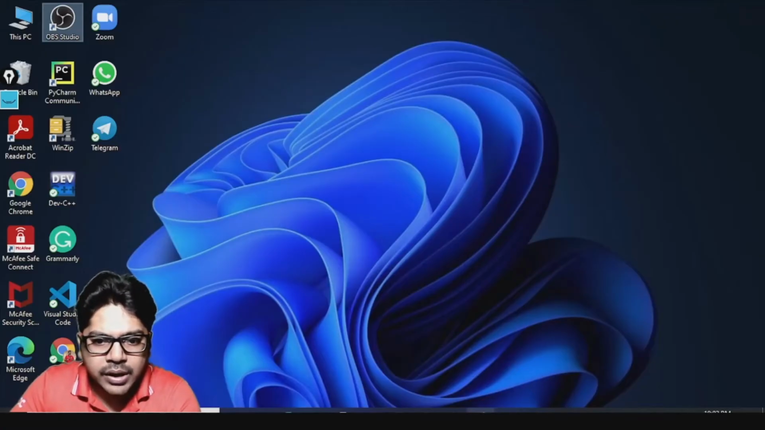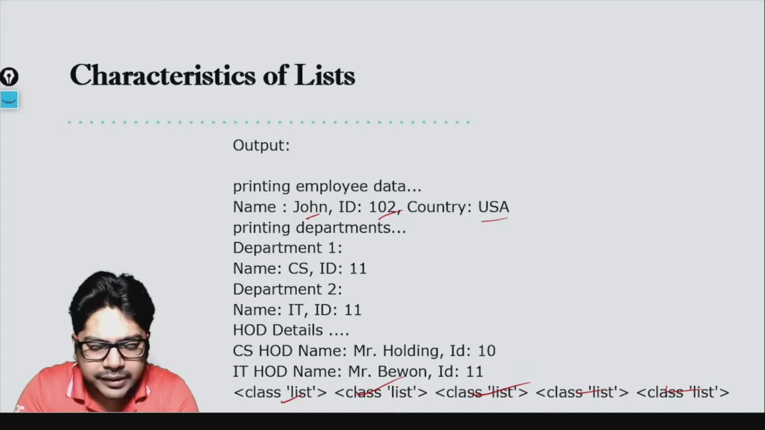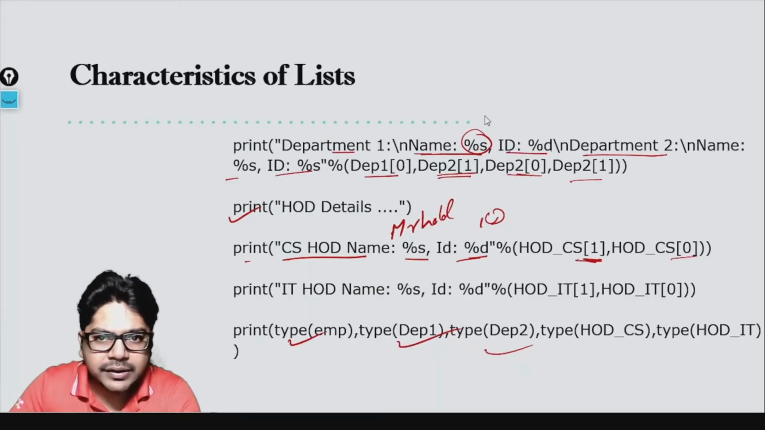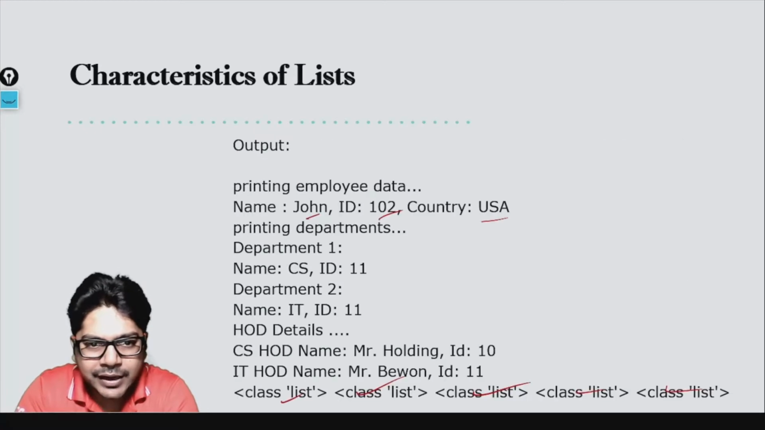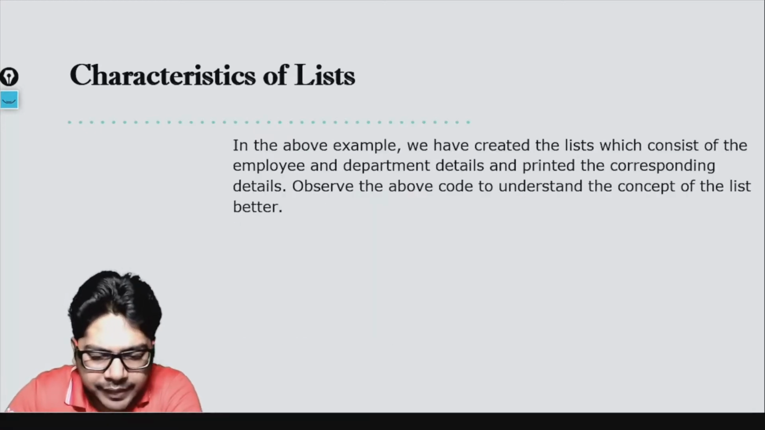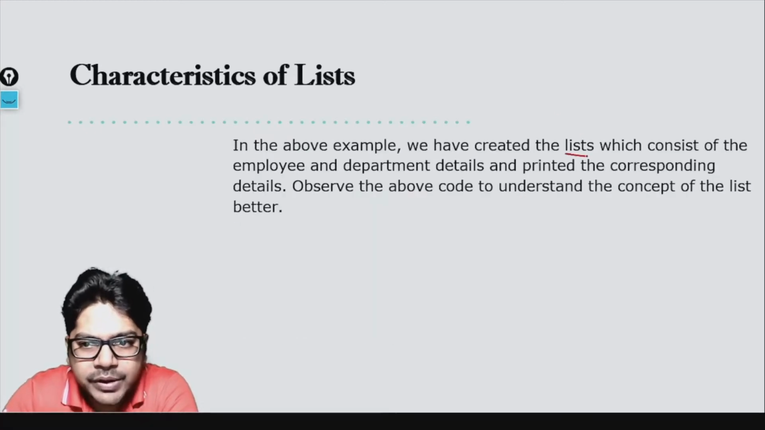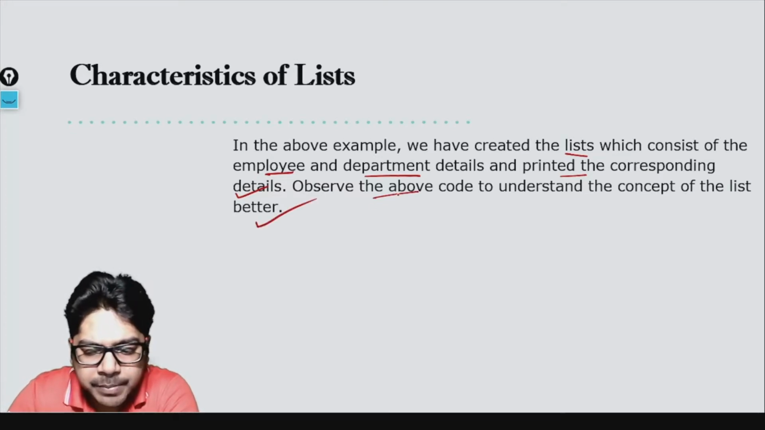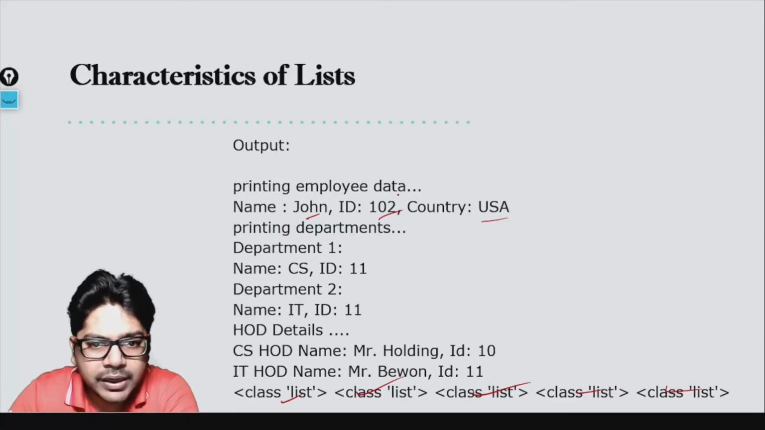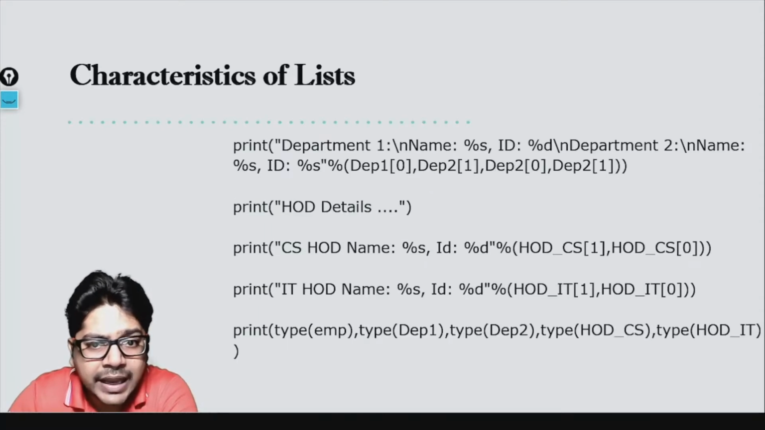I hope that you understood it, and you can try this example in detail. In this way you will learn one more thing about how this print formatting works. So in the above example we have created the list which consists of the employee and the department details and printed the corresponding details. Observe the above code to understand the concept of list better. This is what I wanted you to do, basically, to understand the concept of list and the indexing.